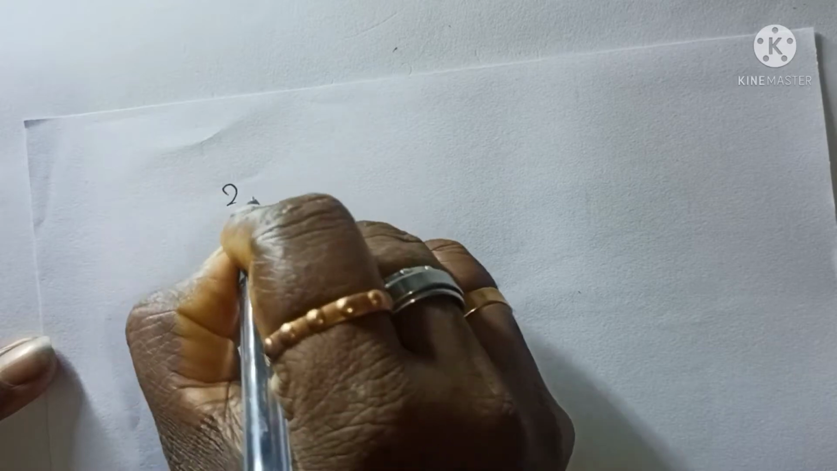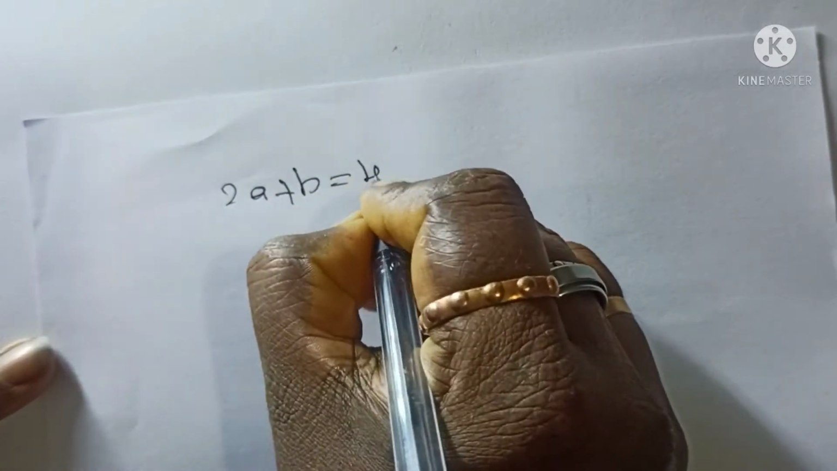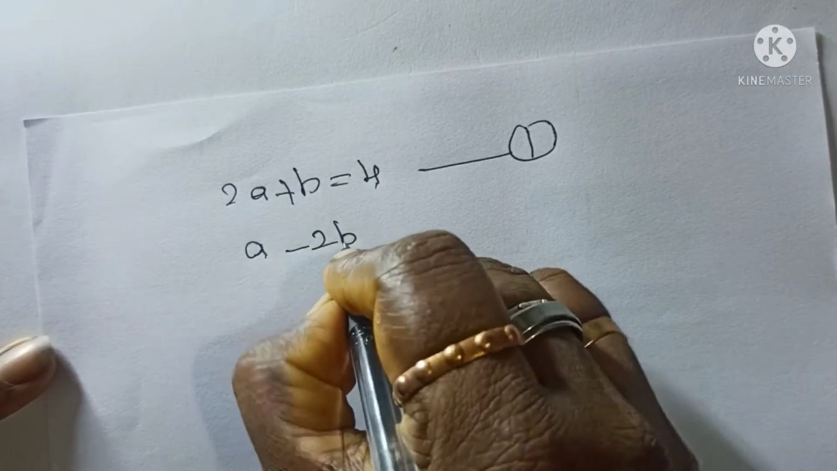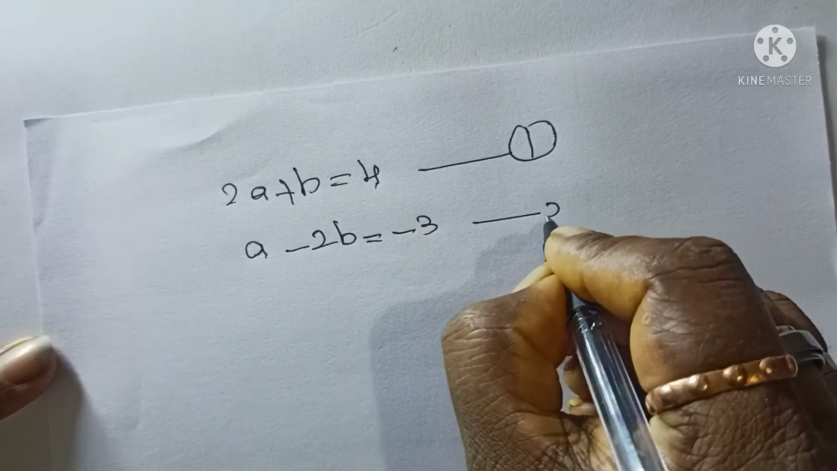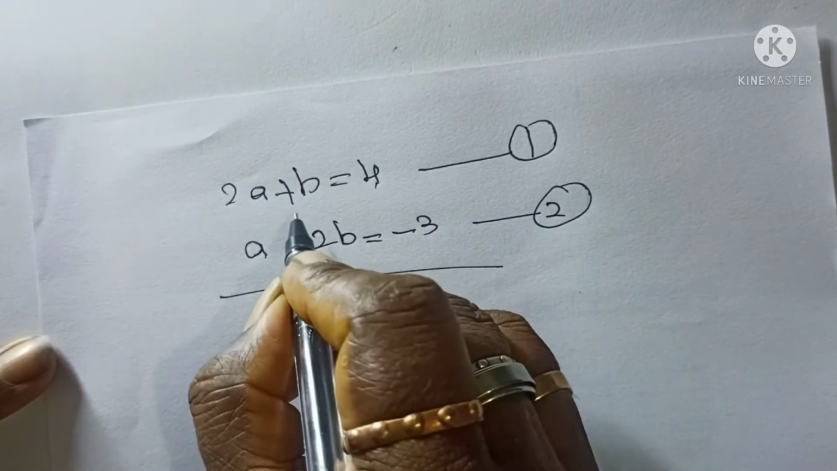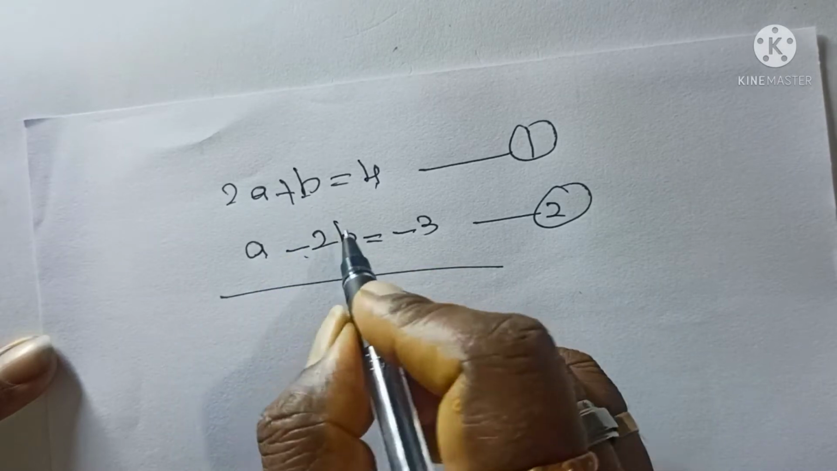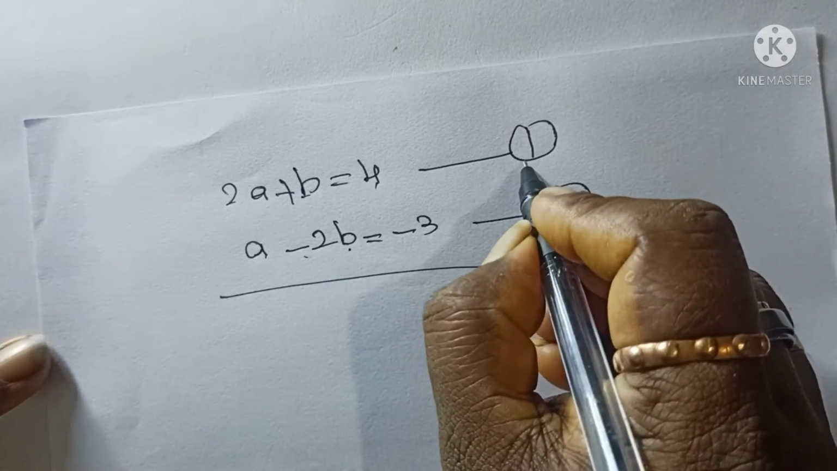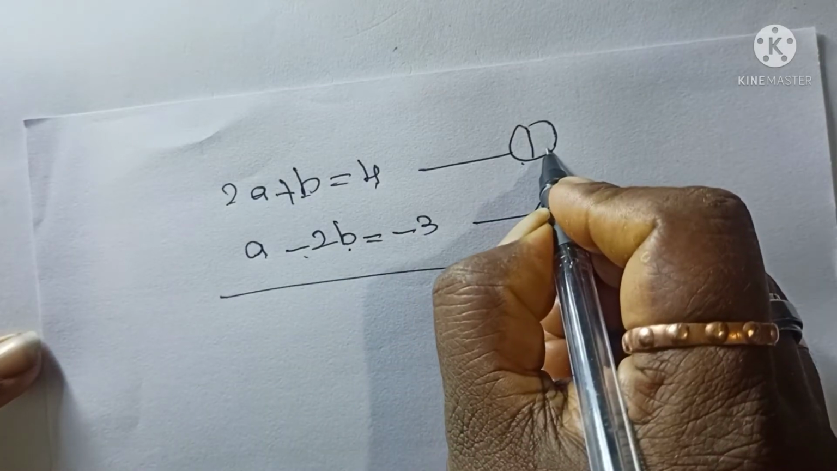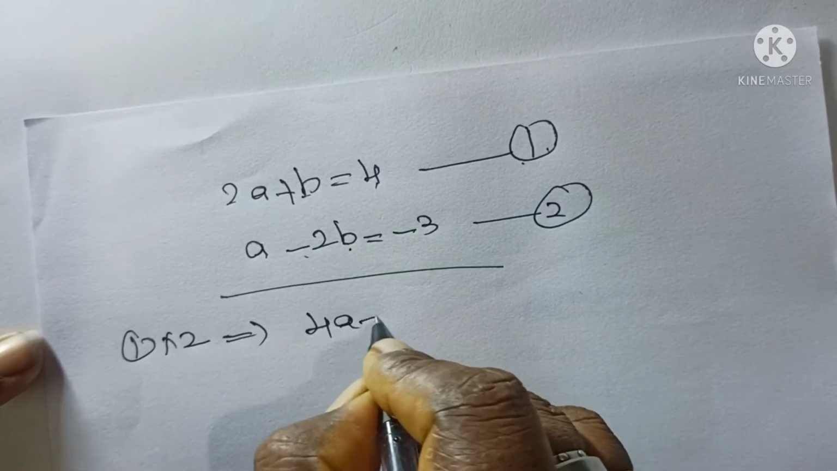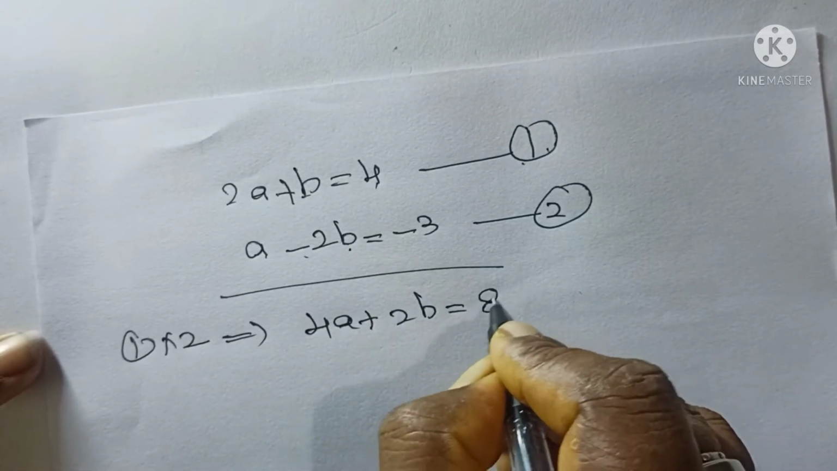So first equation 2A plus B is equal to 4. Let's take it as equation 1. Then A minus 2B is equal to minus 3. This is equation 2. Here B, here minus 2B. Correct. We have to cancel one term. So you have to multiply the first equation by 2. So 1 into 2 implies 4A plus 2B is equal to 8.